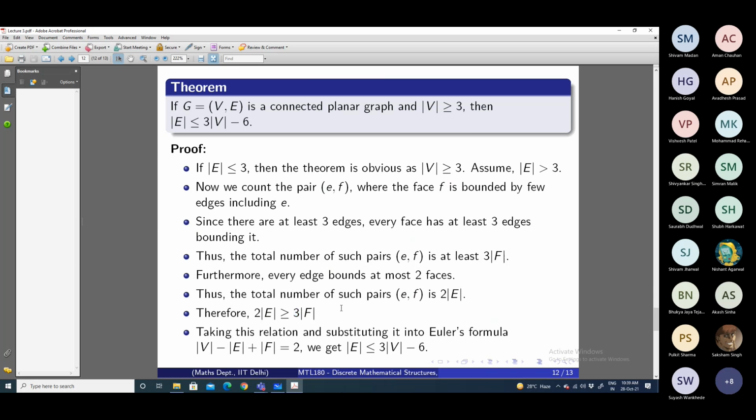Okay. So if we count first E and then F, then you will get exactly this. And if you count first F and then E, then you will get at least this. So therefore, 2E is bigger than or equal to this. Now, if we put this relation here, you will get this. So we are done. You just check this one.